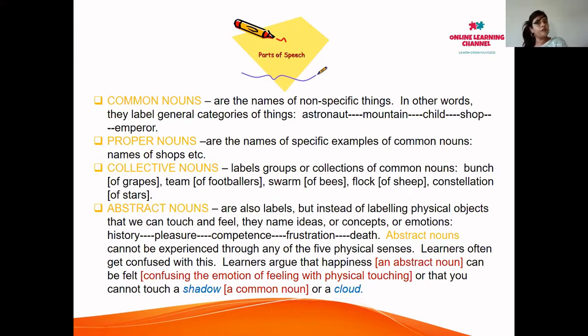Learners often get confused with this. Learners argue with happiness, an abstract noun, that it can be felt, confusing the emotions or feeling with physical touching, or that you cannot touch a shadow, a common noun, or a cloud.